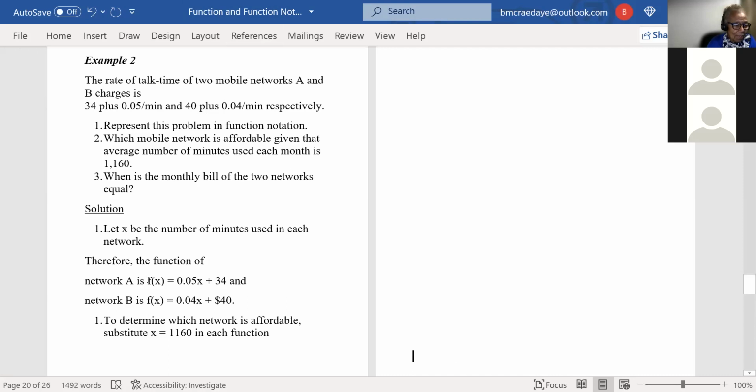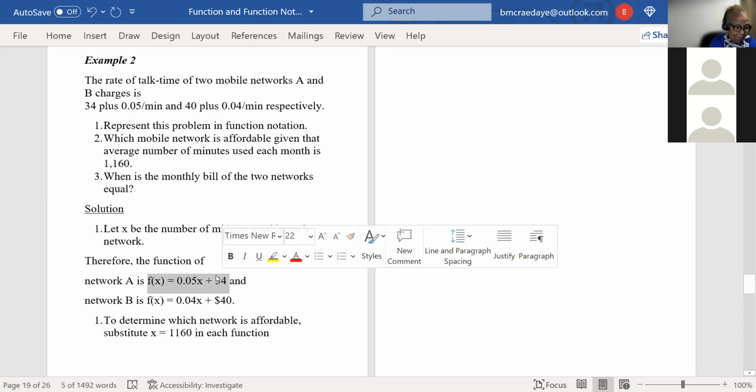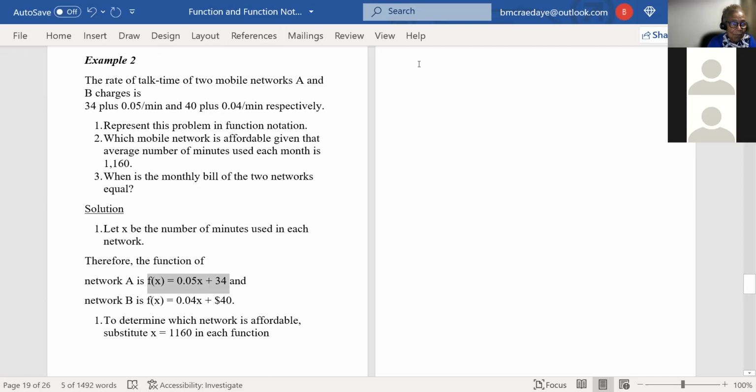0.05. So let's just take this one for A. All right. The first one is 92. Okay, let's see. So you put the 1160 here, right? Times 1160. Okay. So this will be 1160, because that's the number of minutes, right? Okay, so what did you get for this one, Latoya? 92. Okay.